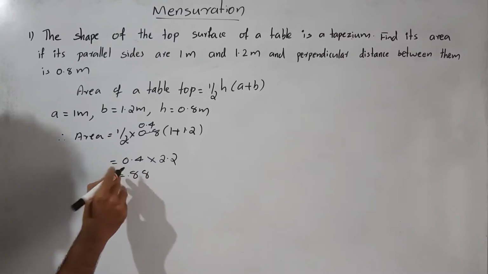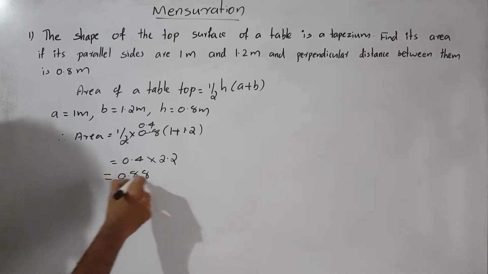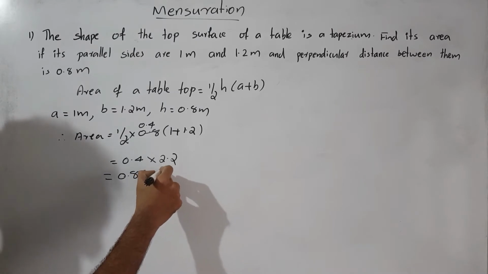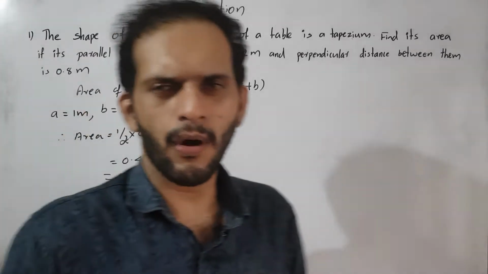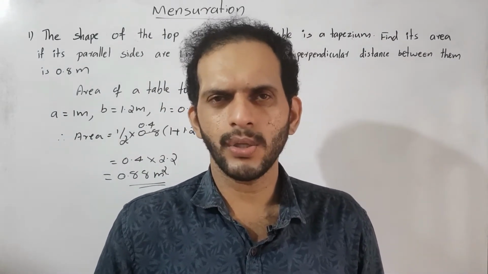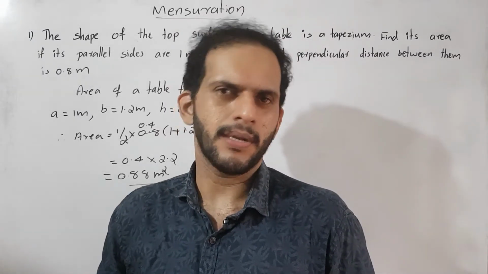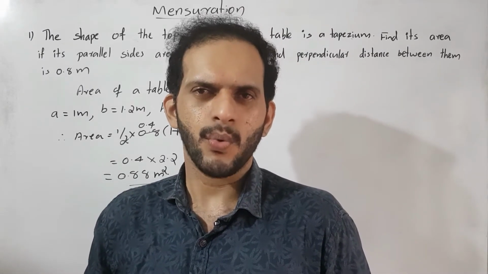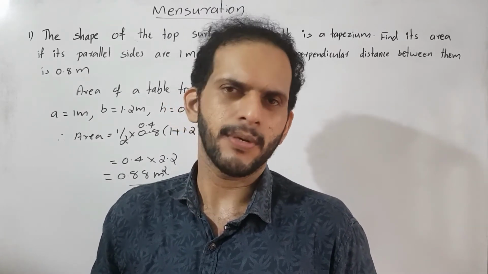So the answer is 0.88 square meter. What is the area of the tabletop? Yes, in this case the area of the tabletop is equal to 0.88 square meter. It's a direct application of the area of a trapezium.